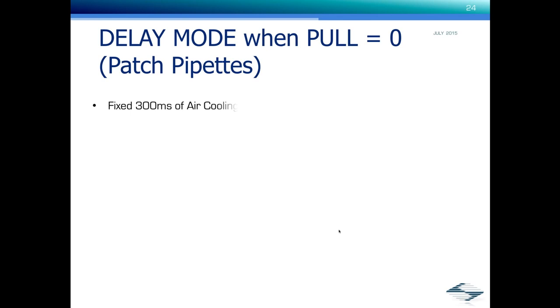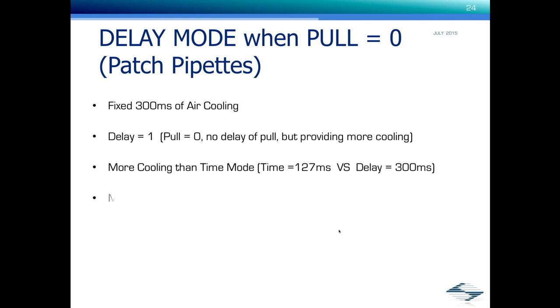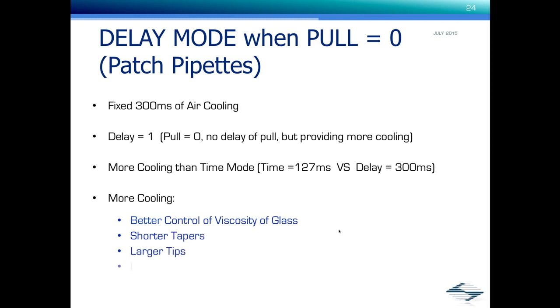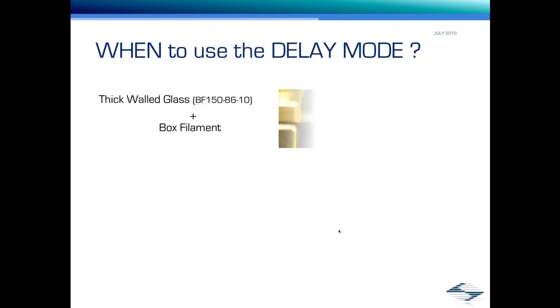Why would I use a delay mode with making patch pipettes? Well, I want to do that because I've got a fixed 300 milliseconds of cooling. I'm going to provide more cooling to that glass than the time mode. I'm going to have more control over the viscosity of the glass. I'm going to have shorter tapers. I'm going to have larger tips if I want lower resistances. And that's a huge advantage.